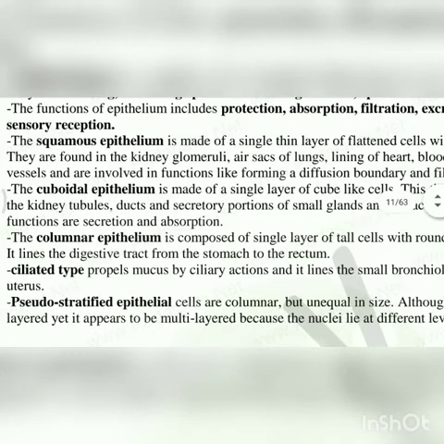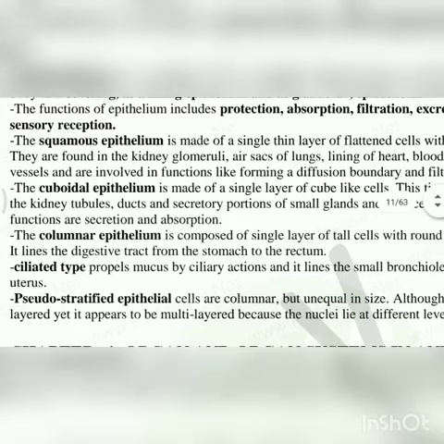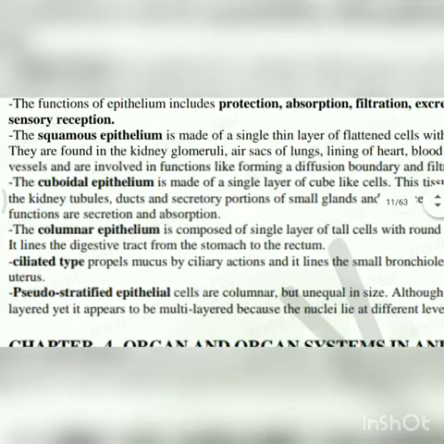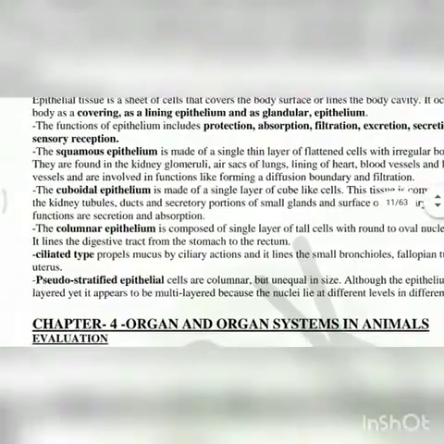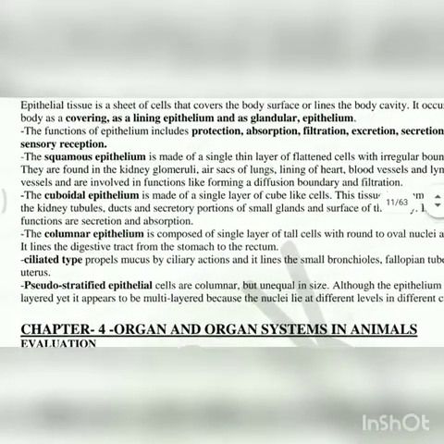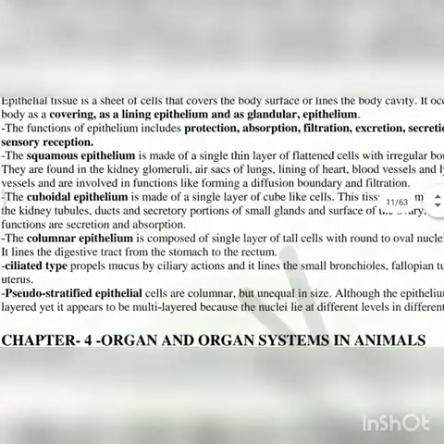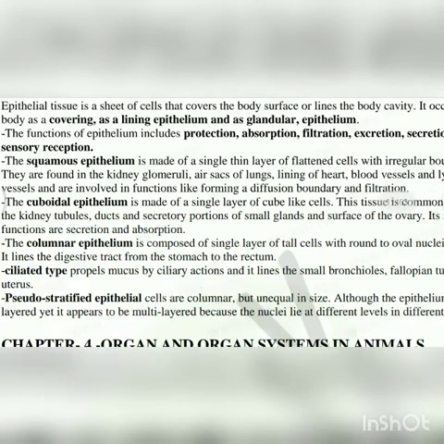And ciliated epithelium, it propels by the ciliary action. Ciliated columnar மேலேயே small hair-like structures இருக்கும், ciliary actions. And it lines the small bronchioles, fallopian tubes and uterus. And pseudostratified epithelium is columnar but unequal in size. Although this epithelium is single layered, it appears to be multi-layered because the nuclei lie at different levels in different cells.